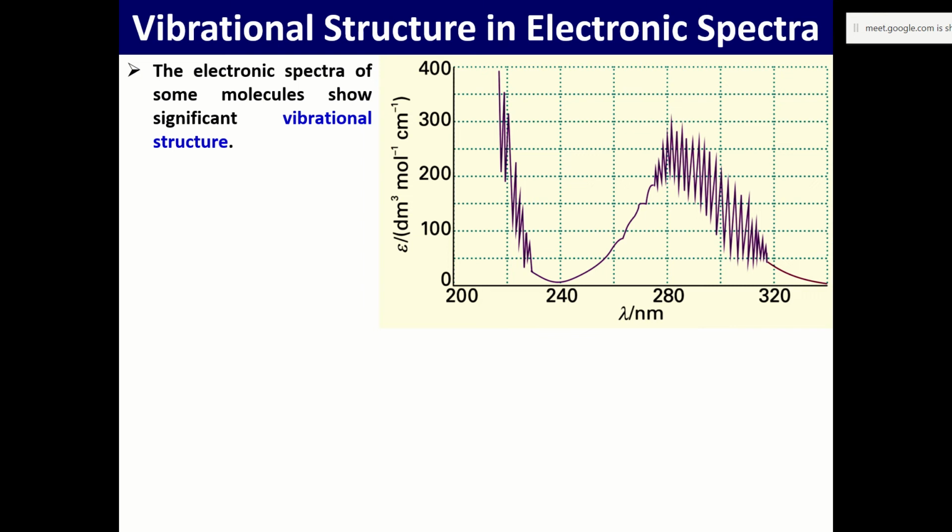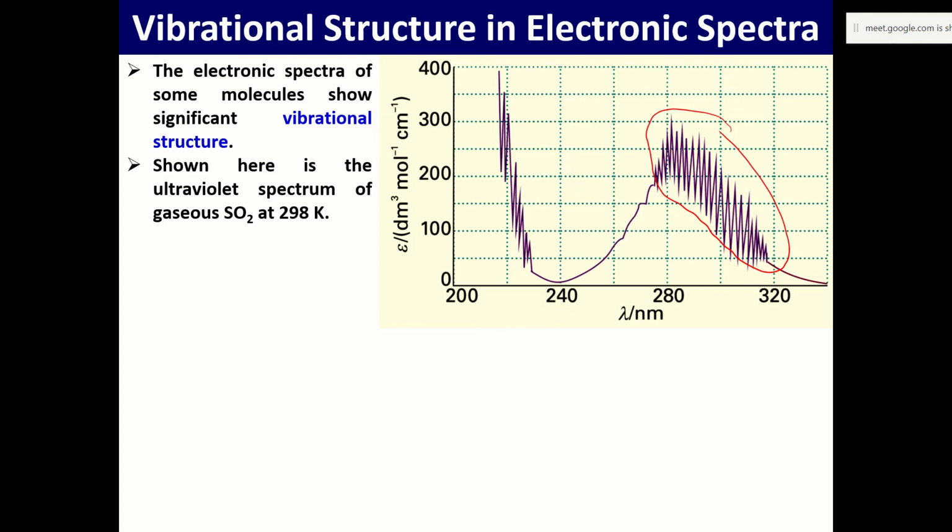Here in an electronic spectrum you see this kind of zigzag, spiky structure. The spikes that you see are associated with vibrational transitions from the ground vibrational state in the ground electronic state to the different vibrational states of the electronically excited state. That transition appears as a superimposed transition on the basic electronic transition, and that's how we get these spikes. So this is just typical of gaseous SO2 at 290.